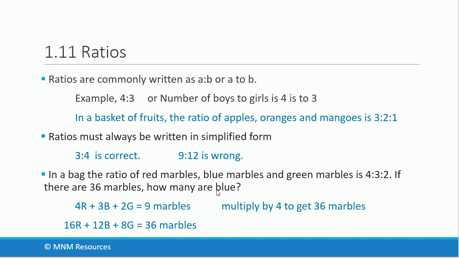So then, how many blue marbles are there? Since you've multiplied the total of the marbles by 4, you need to multiply all of the other marbles by 4 as per the ratio. So the 4 red marbles multiplied by 4 will be 16 red marbles. 3 blue by 4 is 12 blue marbles. 2 green marbles by 4 is 8 green marbles. So if there are 36 marbles, we know that that will include 16 red, 12 blue and 8 green marbles.